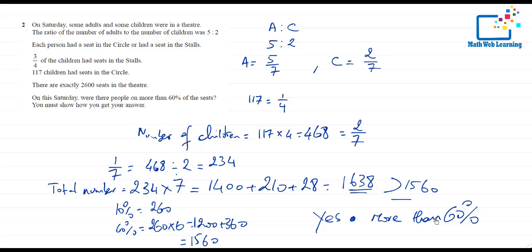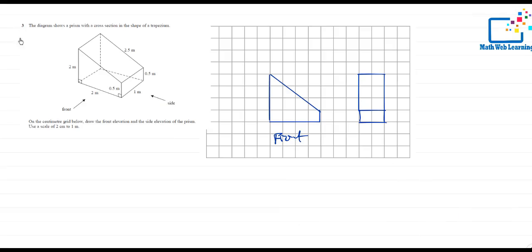Next is question 3. Right guys, question number 3 is a question on plan and elevation. This is the front drawing here. They want us to use this scale, meaning 1 meter is represented by 2 centimeters. So therefore I need to have 4 centimeters for the base, and 4 squares for the height. Okay, this is half a meter, so therefore I will give it 1 square. All right, and then join the 2 ends.